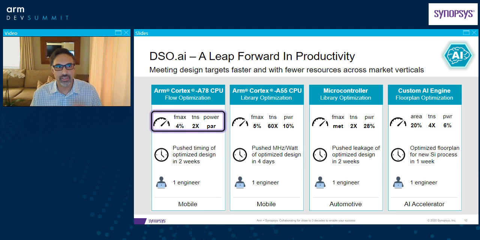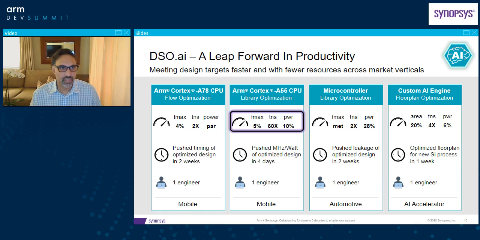The first example, right? You can see improvements in Fmax, 4% improvement in Fmax, and improvements in TNS at the same power levels, power footprint, I should say. For the A55 design, 5%, 6% improvement in Fmax, and a significant improvement in TNS with improvement in power. For the microcontroller, almost 30% improvement in power. And finally, for the AI engine, improvements in area, power, and TNS.